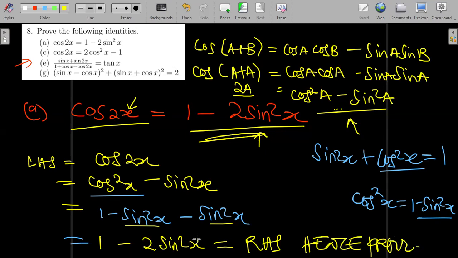This is a very important identity. It may not come as an identity to prove, but you may be asked to use it when you're proving other identities. So always know that cos 2x is actually the same as this. There's also another identity that we are going to prove, this C here. You can see that this is cos 2x, this is cos 2x, but they are equal to different things. So we can manipulate this one and make it look like the other one.